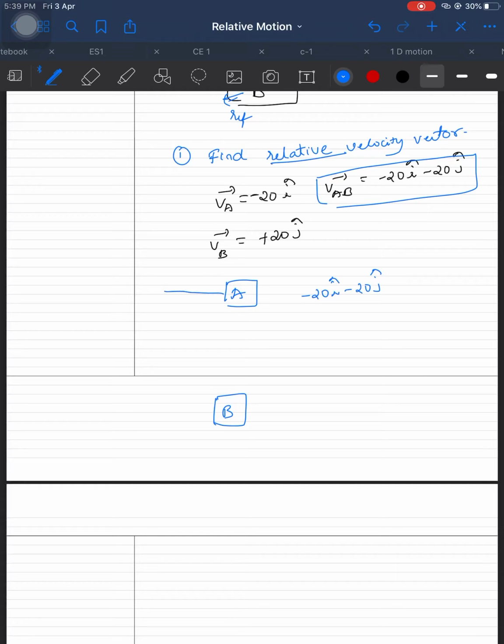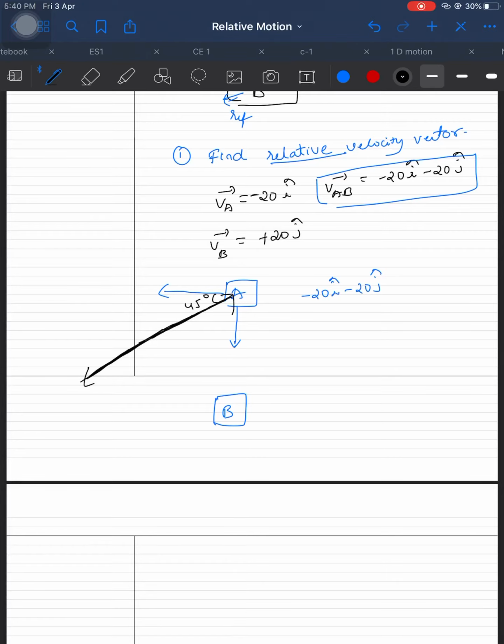How does it look? Minus 20 i cap is in the left direction, minus 20 j cap in the downward direction. The resultant of these two makes an angle of 45 degrees here. A moves along this direction, on the velocity direction only. Remember, this is the direction in which A is moving with respect to B.